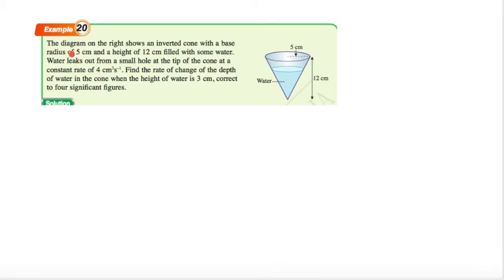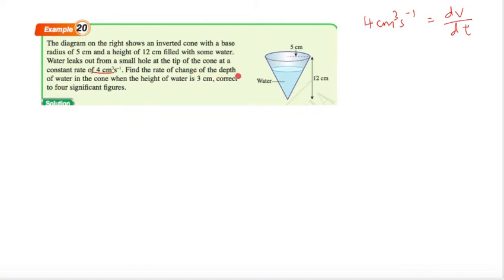The diagram on the right shows an inverted cone with a base radius of 5 cm and height of 12 cm, filled with some water. Water leaks out from a small hole at the tip of the cone at a constant rate. This is a constant rate, 4 cm cubed per second. This is given, so this is dV over dt, the volume over time. This is the information for dV/dt.